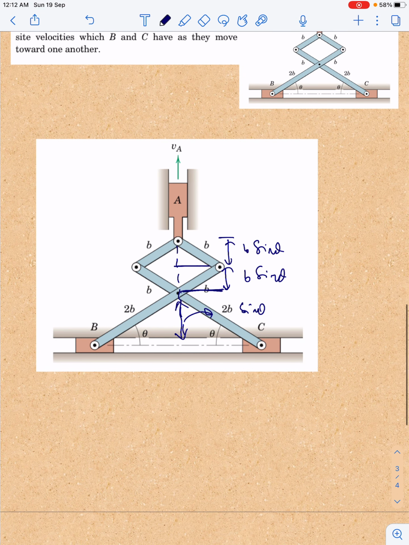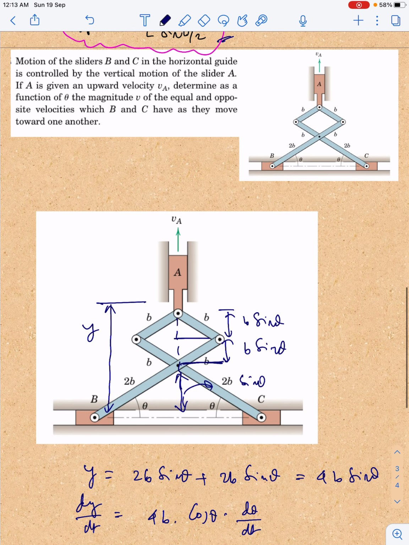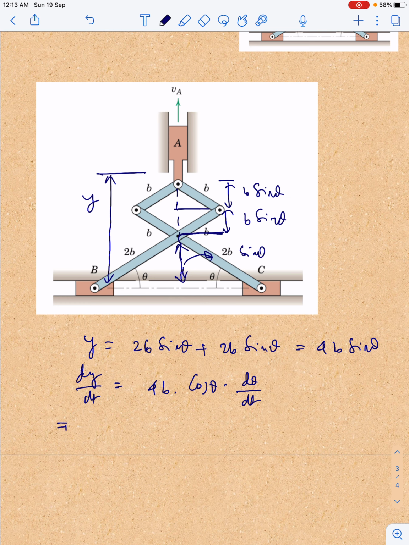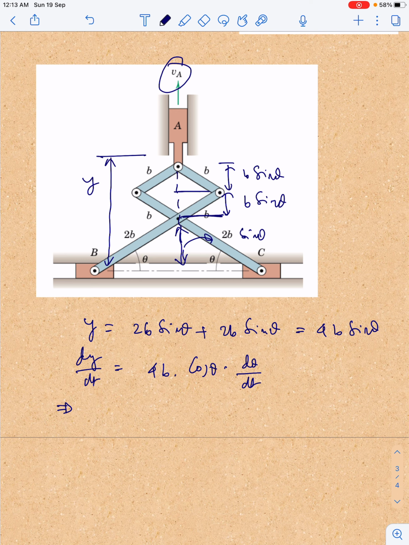So net y, if I take this value as y, how much is it coming to? It is coming to be 2b sine theta plus 2b sine theta. So that is coming to be 4b sine theta. So definitely dy dt will be equal to 4b cos theta into d theta dt. Now think about that. Dy dt is nothing but given to be Va. So I can write that as Va. So Va is equal to 4b cos theta into d theta dt.